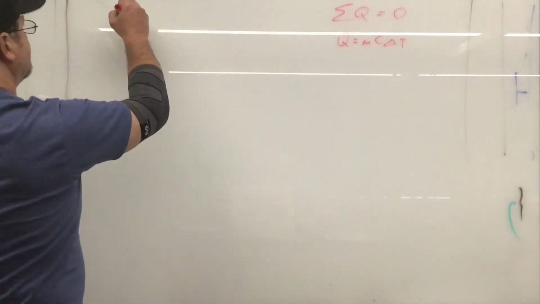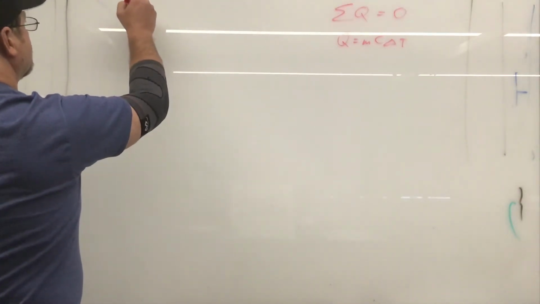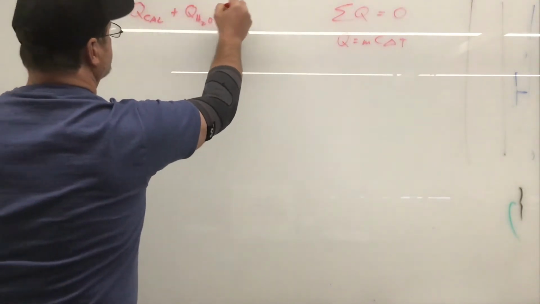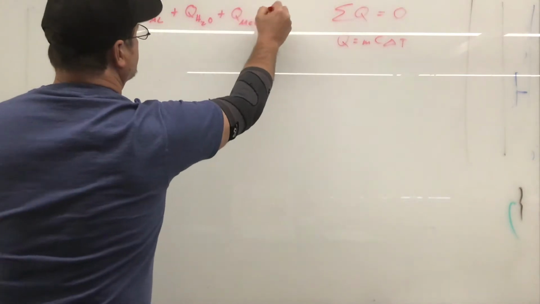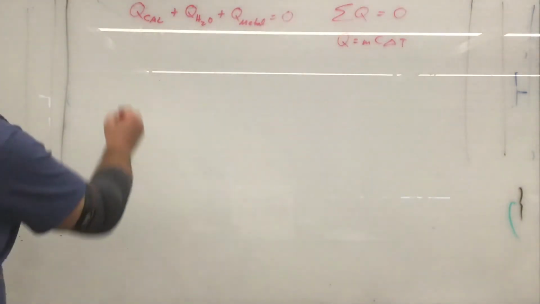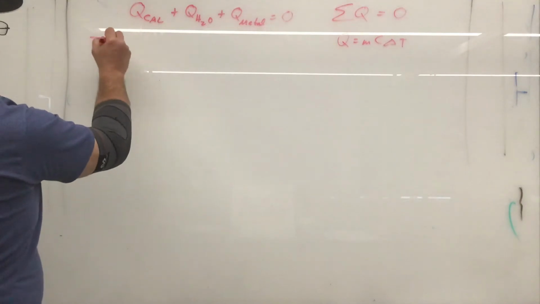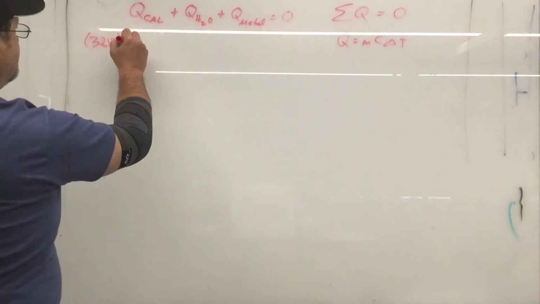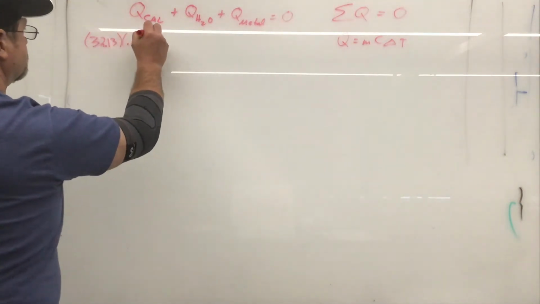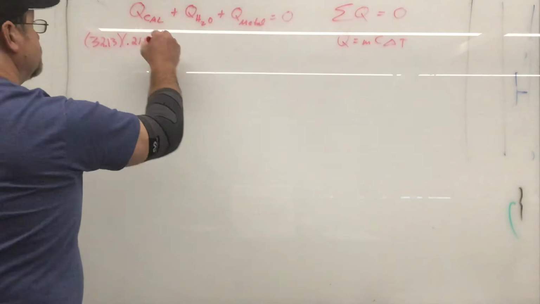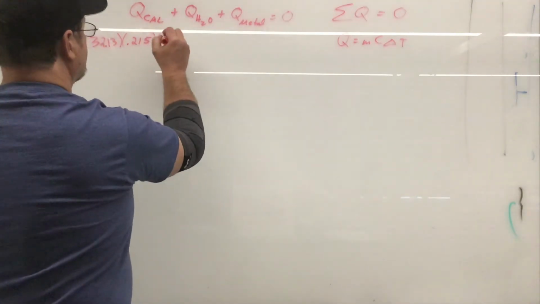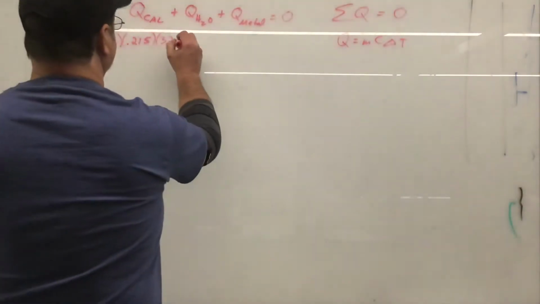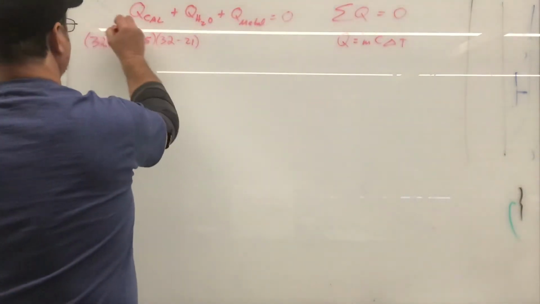So I have three terms. I have Q of the calorimeter, plus Q of the water, plus Q of the metal, and all those together are going to equal 0. For Q of the calorimeter, I have the mass of the calorimeter, 32.13 grams. I have the specific heat of aluminum, which is what the calorimeter is, that's 0.215. I have the temperature change of the calorimeter. It ends up at 32 and started at 21. Those all come from this term.